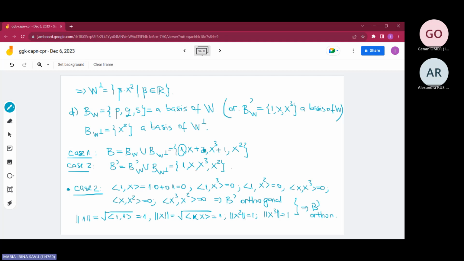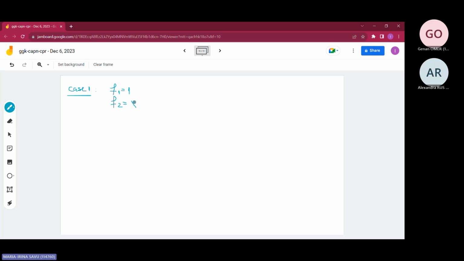Yes, but not any of them, just x squared, because this is perpendicular to 1. Because we have x plus 2 and x cubed plus 1, those are not. So in this case, you could choose this one to be x squared.